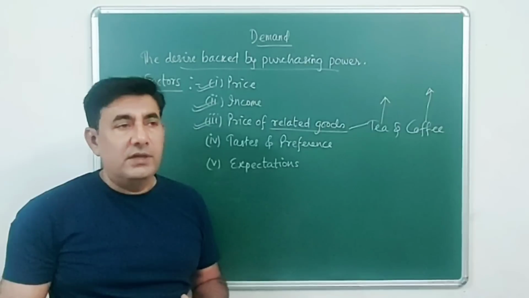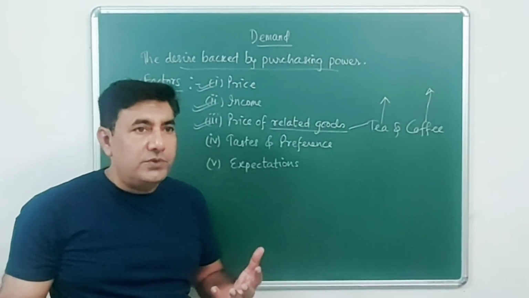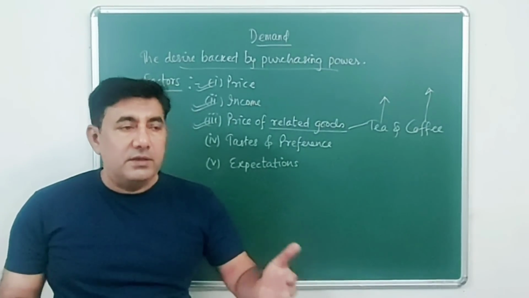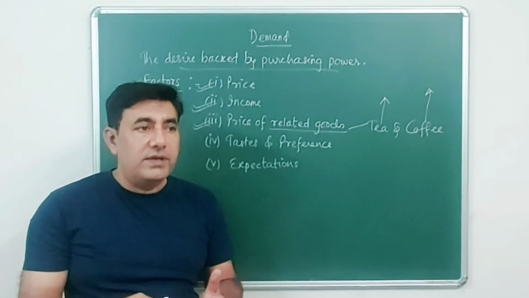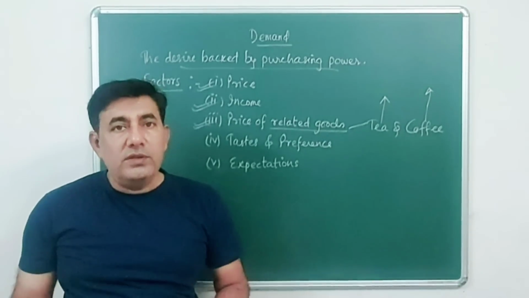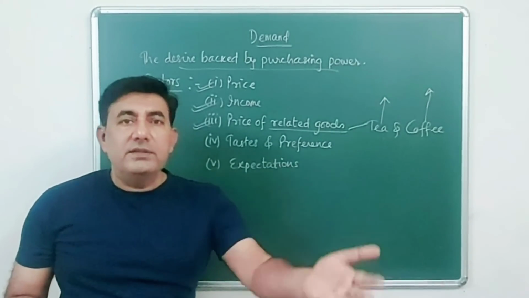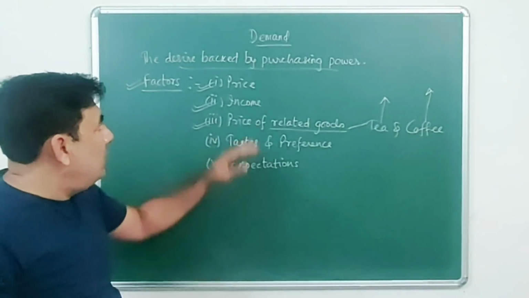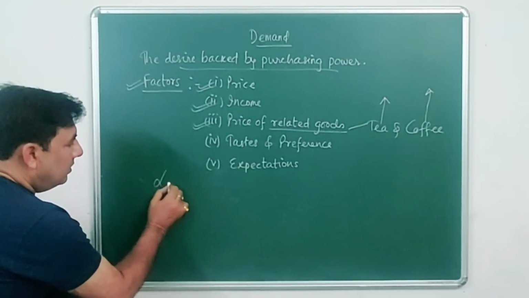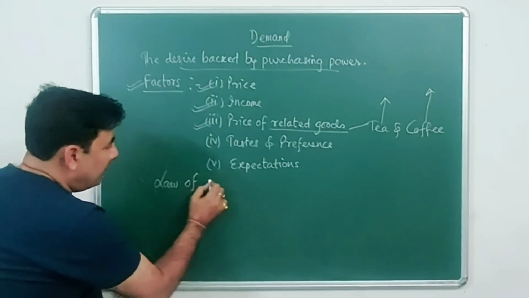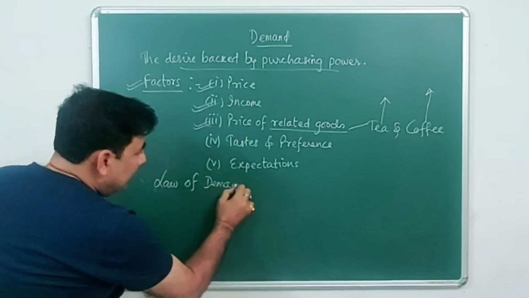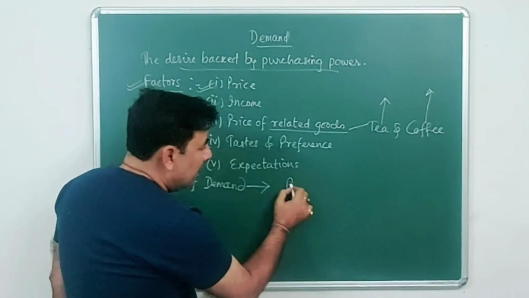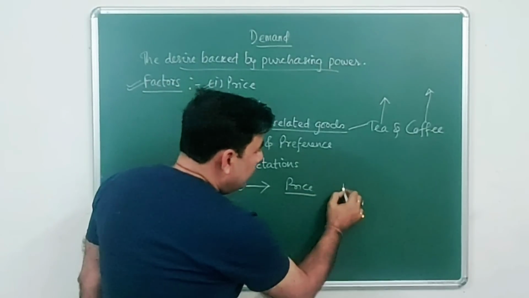Then comes expectations, future expectations. Suppose the consumer expects that the price of petroleum products is going to increase, so he will demand more of that commodity today. He will try to store that product because from tomorrow the price of petrol is going to be hiked. So like that. From this, we can also draw the law of demand. As I just told you, it is a relationship between price and demand.